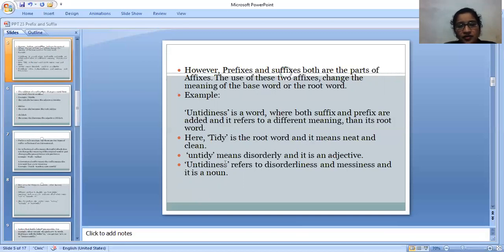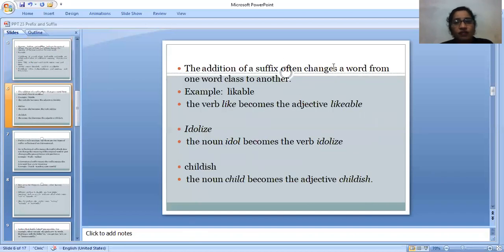So here, the addition of a prefix has changed the word form to an adjective, and the addition of a suffix changes that adjective to a noun. So the addition of a suffix often changes a word form from one class to another. In the same way, in the previous example, we have seen how untidy, with the addition of the suffix "ness", has changed that adjective to a noun, right? So the addition of a suffix often changes a word from one word class to another.